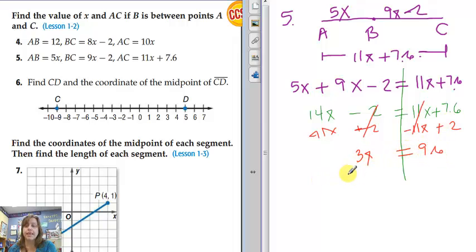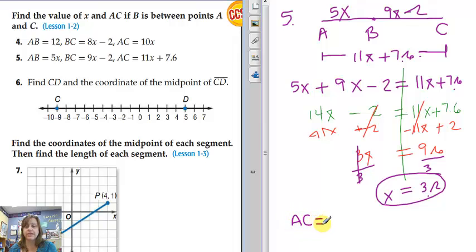9.6. Then I just need to divide by 3 in order to reduce that. So the 3x's are now reduced down to 1x, and 1x is equal to 9.6 divided by 3, or 3.2. So 3.2 is the value of x, and then we're going to go ahead and plug in and find the value of the distance from A to C.